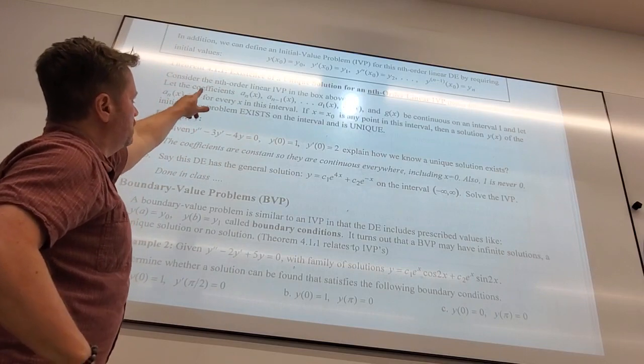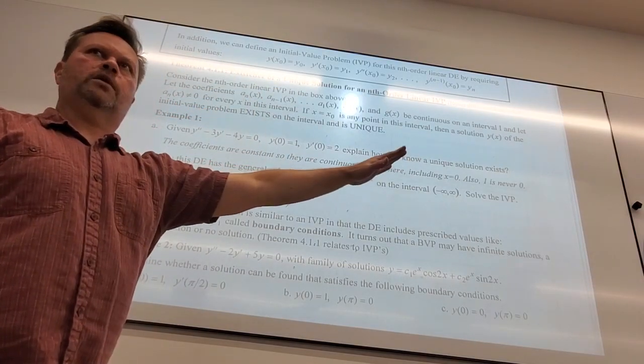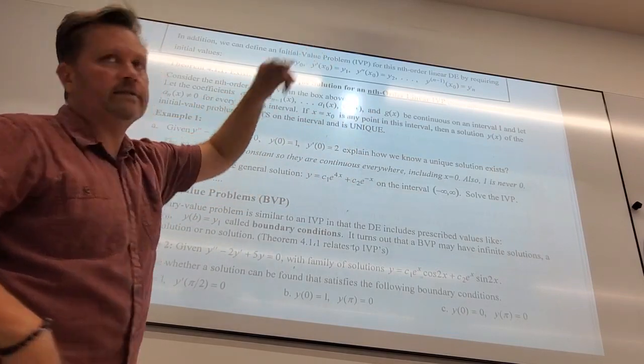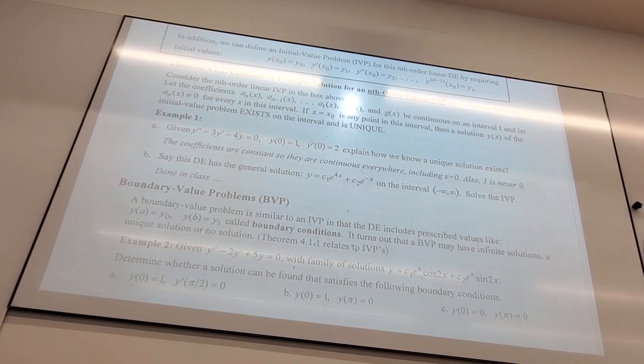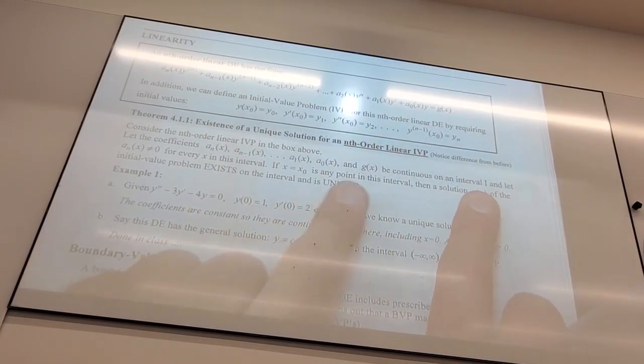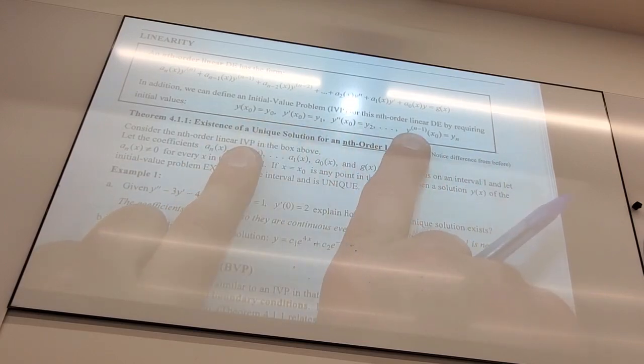Here, if I restrict it to be linear, much nicer situation happening. I just need the coefficients and the function that it's equal to be continuous on this interval that includes my initial value and initial point. You guys with me so far?